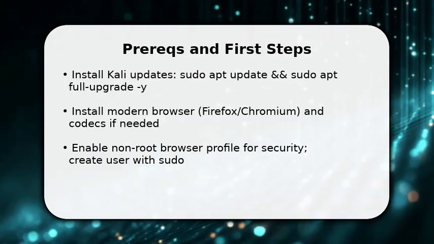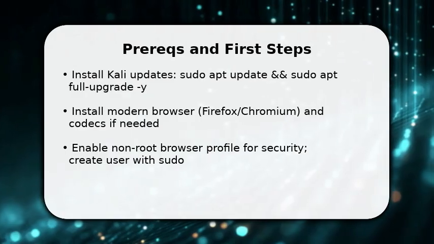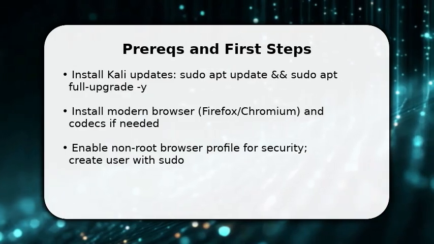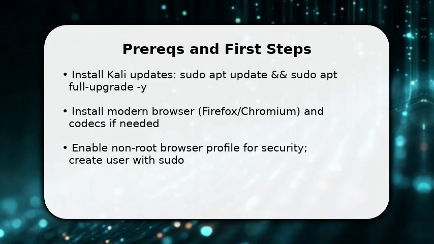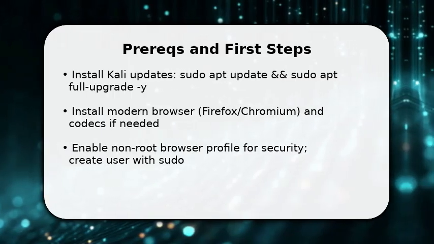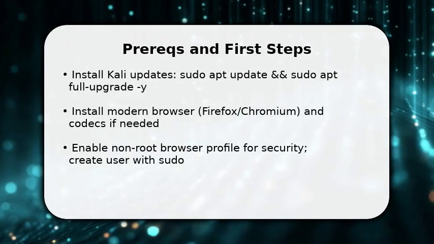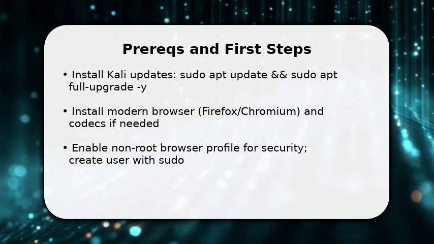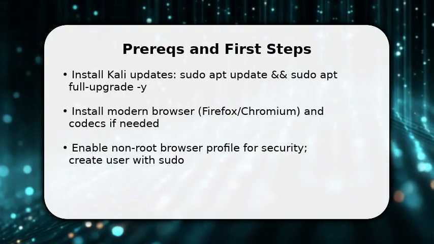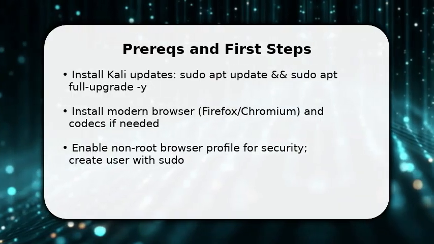You start by updating Kali and installing a supported browser. This gives you the foundation for YouTube playback and streaming. Once done, create a non-root user and open Firefox or Chromium under that account to avoid permission issues. Make sure to install media codecs and enable hardware acceleration where available so video plays smoothly.